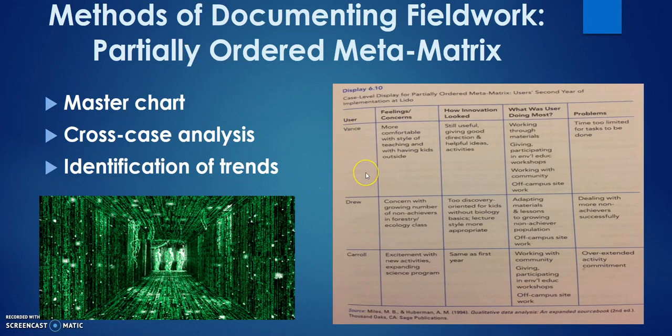In our example from the book, the author lists the different users of a program, a record of their feelings and concerns, and also different problems that each of the users felt were taking place as a result of the program.